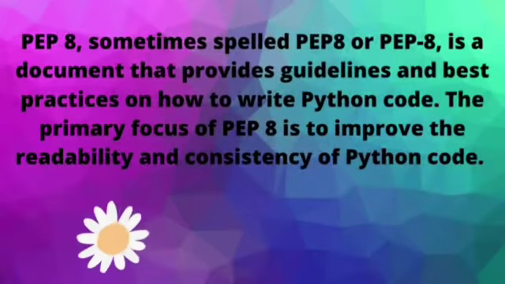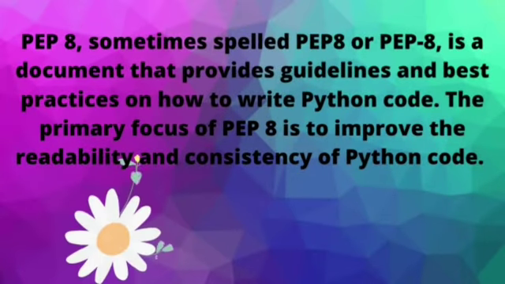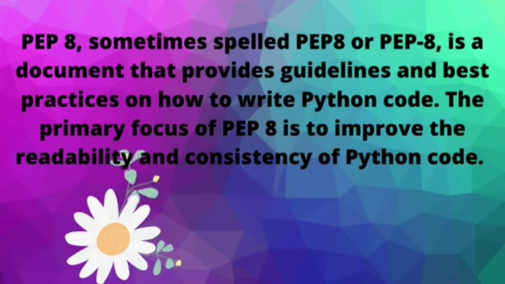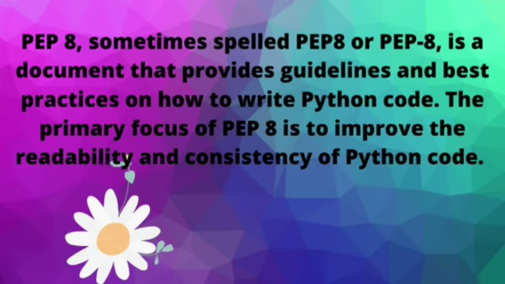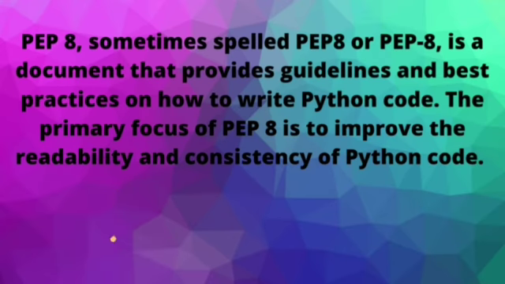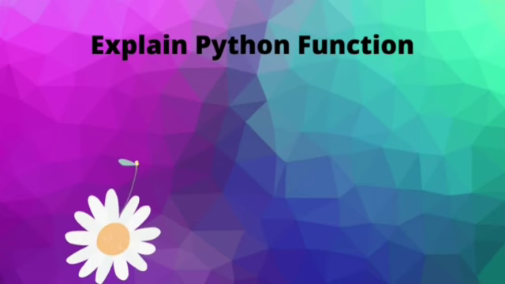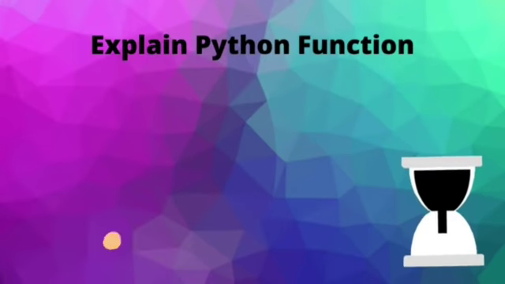The answer is PEP8, sometimes spelled PEP-8, is a document that provides guidelines and best practice on how to write Python code. The primary focus of PEP8 is to improve the readability and consistency of Python code. And the next question is, explain Python functions.